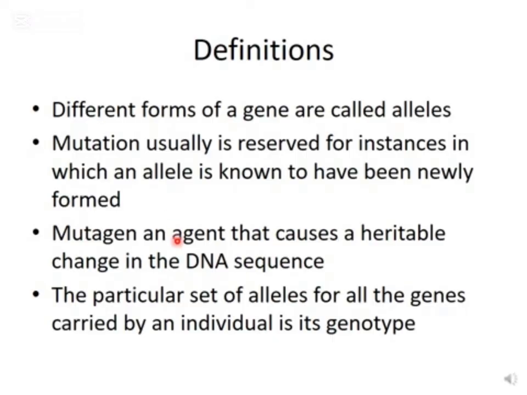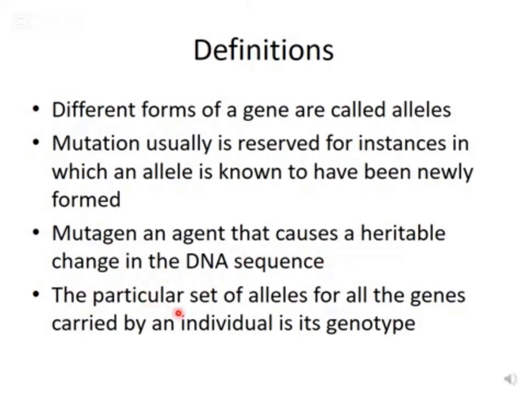A mutagen is an agent that causes a heritable change in the DNA sequence. So the key here is that the mutation should be heritable. So if a mutation happens, let's say, that causes a discoloration in your skin cells, these are not part of the cells that your future children are going to have, because those are reserved in gametes. So this is not a mutagen that has caused a mutation in your skin. A mutagen has to cause a heritable change in the DNA sequence.